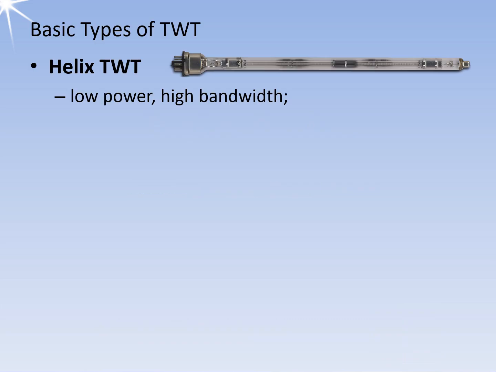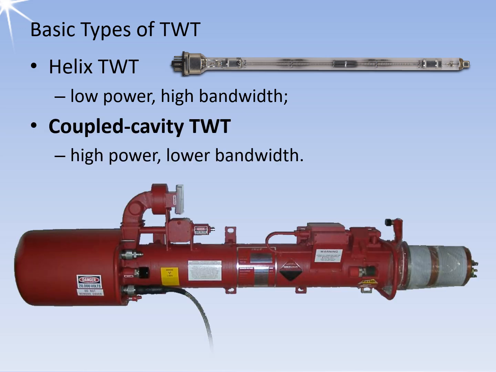There are two basic types of TWTs. The Helix TWT is a relatively low-power device, usually operating in the tens to hundreds of watts range, and capable of broadband operation, over 2 octaves. The bandwidth of 1 octave is reached when the upper cutoff frequency is twice as large as the lower one. The coupled cavity TWT can handle powers of megawatts, but its bandwidth is limited to about 10 to 20%.